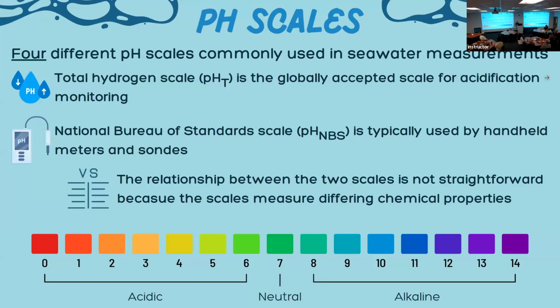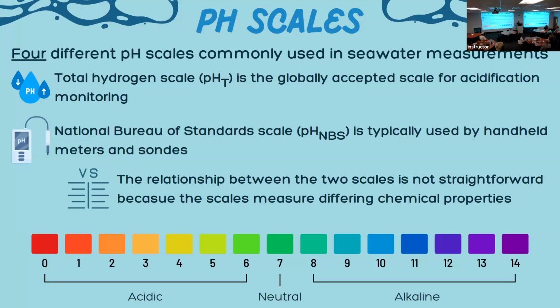So pH scales. There are actually 4 different pH scales that are commonly used in seawater measurements. Now, for the basis of this project, we looked at 2 different scales. The first scale is the total hydrogen scale. That's the pH T scale. And this is the globally accepted scale for acidification monitoring. Now, the scale that all of us measure on with our data sondes when we take our measurements is called the National Bureau of Standards scale, and that's the pH NBS scale. And this is typically used by handheld meters and sondes.